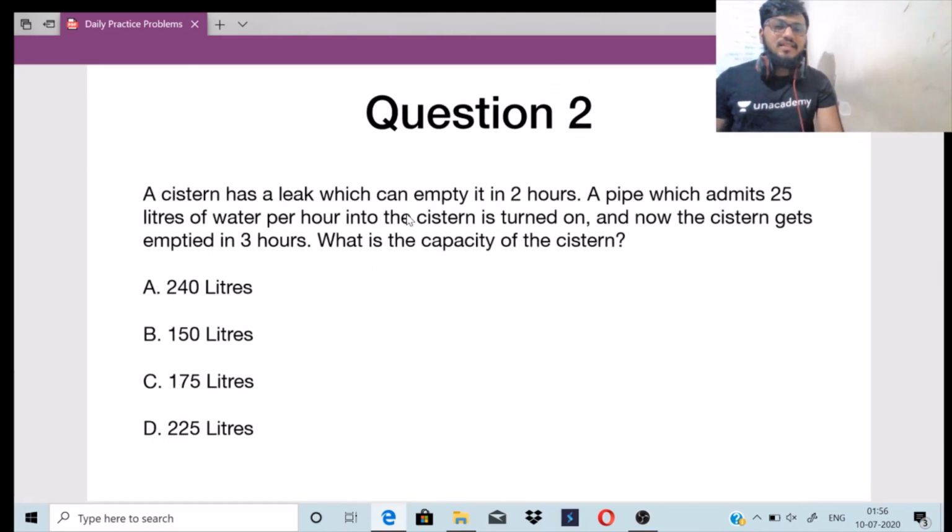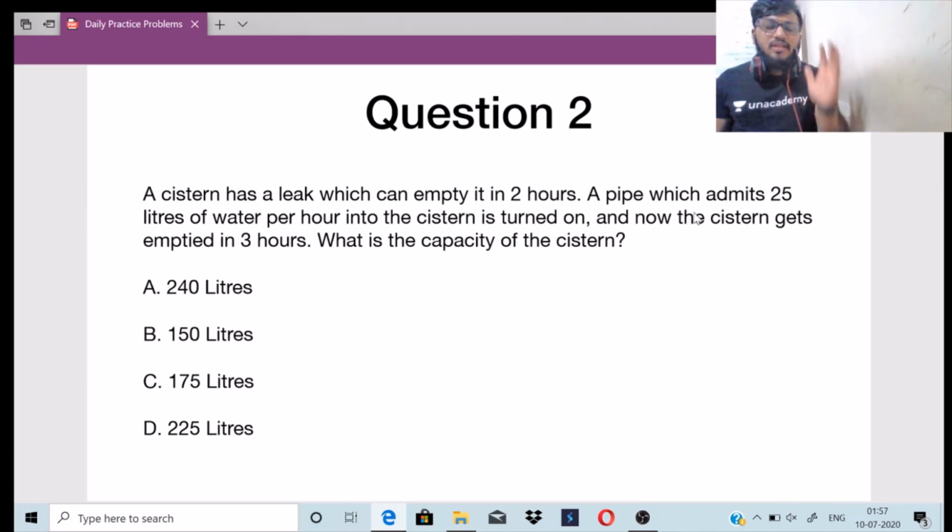A cistern has a leak which can empty it in 2 hours. A pipe which admits 25 liters of water per hour into the cistern is turned on, and now the cistern gets emptied in 3 hours. What is the capacity of the cistern? A cistern has a leak which can empty the whole contents in just 2 hours.